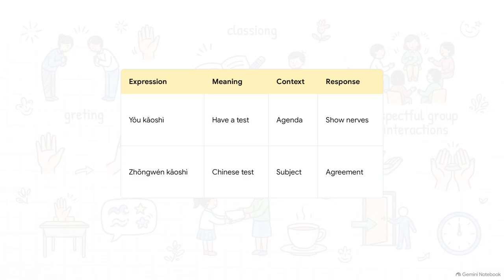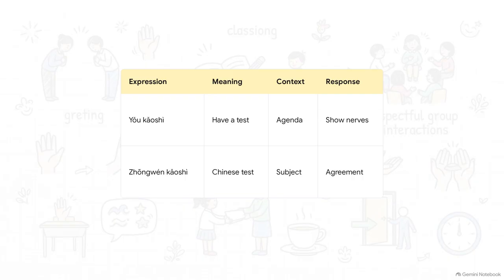So once you're grouped up with your partner, you might have a quick chat about your courses for the day. Here are 2 vital expressions to write down. 有考试 means have a test. You'd use this when talking about the day's agenda. And your partner's response might be that they are 紧张 or nervous.